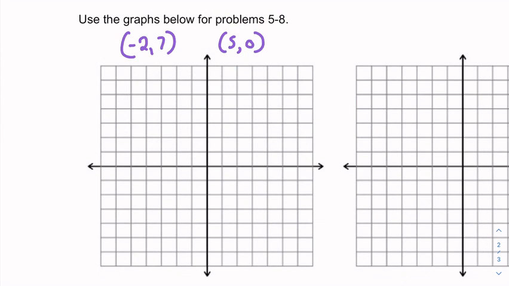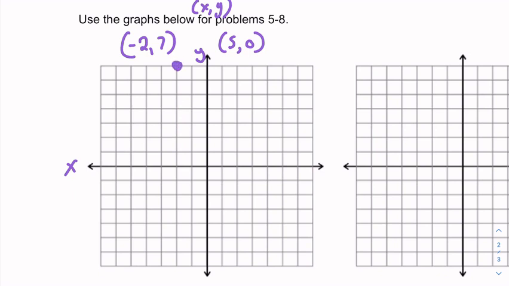When you are graphing points, remember that the x-axis goes from left to right, and the y-axis is up and down. Every point is in the format of x comma y. My first point, -2, 7, means that I'm going to start at 0, go 2 spaces towards the negative x value, and then go 7 spaces up. That's my location for the point.